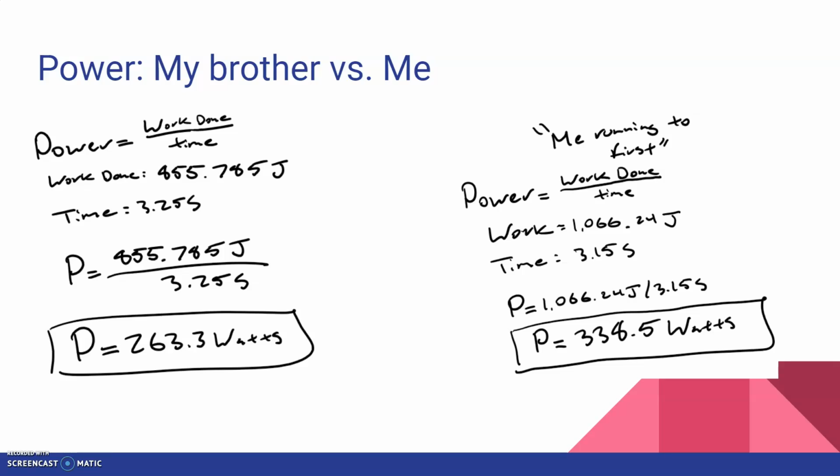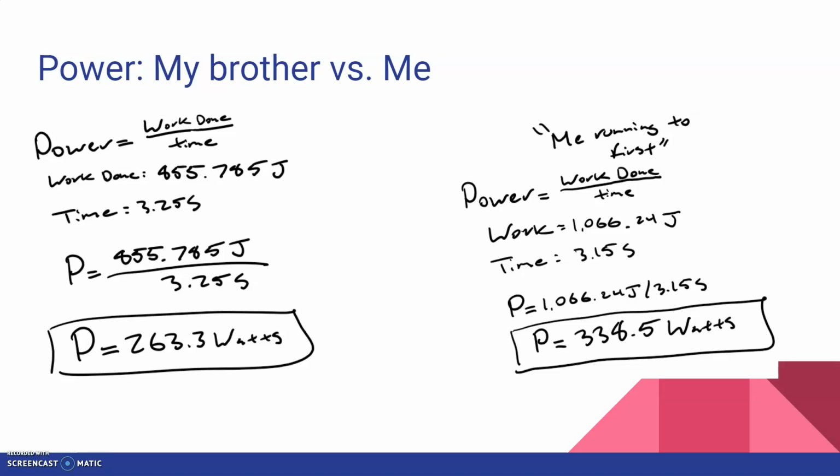And remember, power is measured in watts, not joules. All right, so then on the right, we have me. My work is 1066.24 joules, and the time it takes me to run to first base is 3.15 seconds. Divide those two together, and my ultimate power is 338.5 watts.